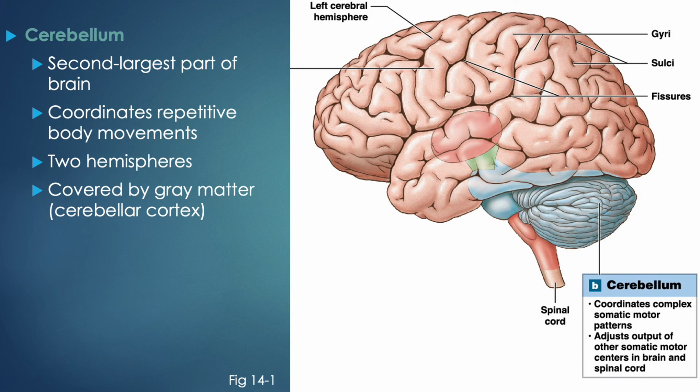The cerebellum is the second largest part of the brain, and it's that bluish area that you see in the image to the right. It is basically called our reptilian brain because it's responsible for some very primitive responsibilities, like repetitive body movements, for example. There are 2 hemispheres in the cerebellum, just like in the cerebrum, and it's also similarly covered with gray matter. In this case, we call it the cerebellar cortex as opposed to the cerebral cortex.